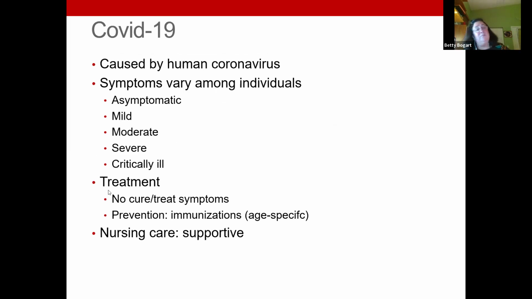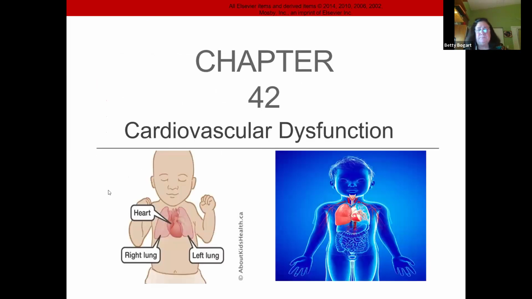COVID-19, right? That's brand new, something we looked at. Know that COVID-19 can really affect the lungs, and we know that the big thing is immunizations. Now, cardiovascular can be overwhelming.